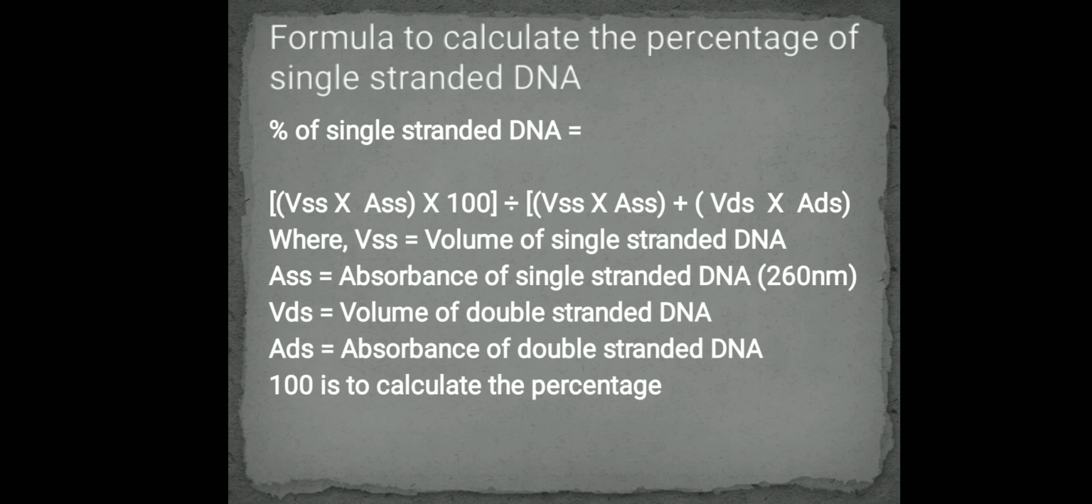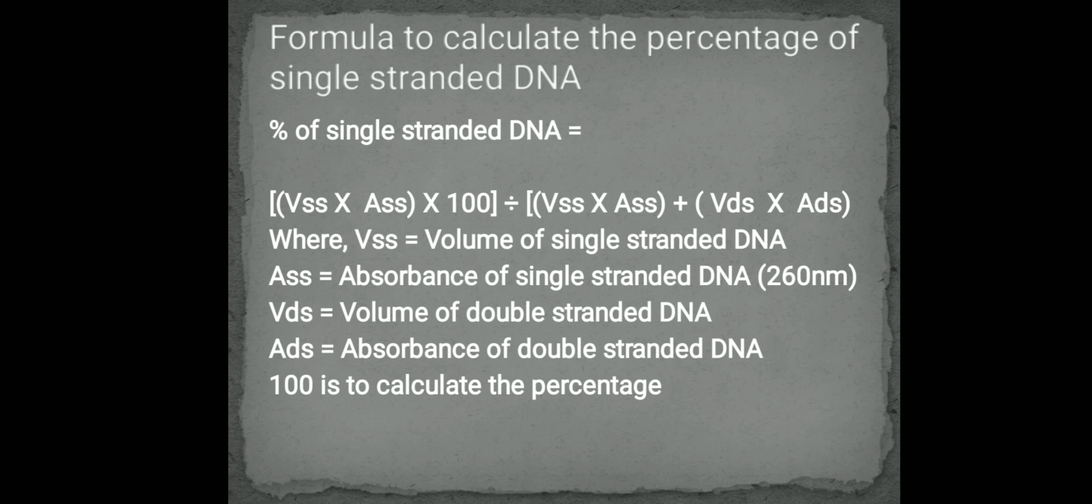VSS stands for volume of single stranded DNA. ASS stands for absorbance of single stranded DNA. VDS stands for volume of double stranded DNA. ADS stands for absorbance of double stranded DNA. Here the absorbance is always at 260 nanometer, whether it is single stranded or double stranded. Why have we put 100 in our formula? It is because we are calculating the percentage of the DNA.